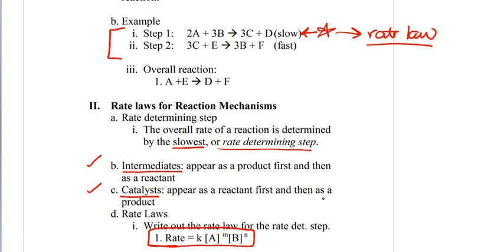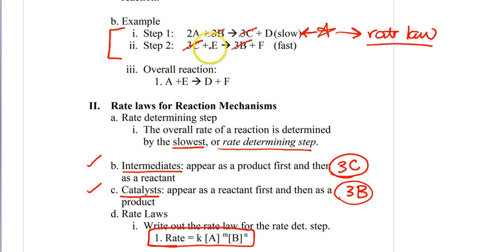So looking at this example here, I would be able to cancel out 3B. It appears as a reactant first and then as a product, so this would be a catalyst. B is acting as the catalyst in this reaction to help lower the activation energy. And then the intermediate, if we have any: we have 3C, which appears as a product first and then as a reactant. So C is an intermediate.